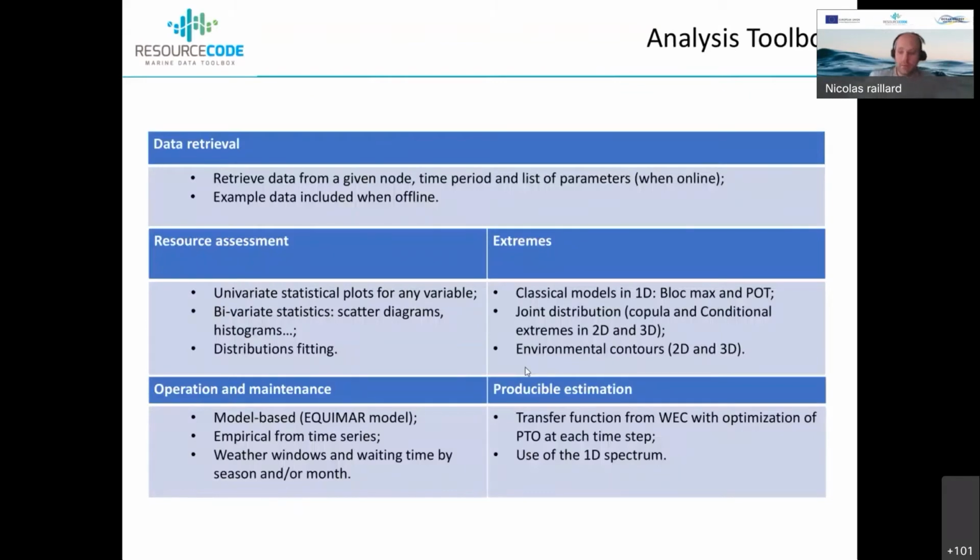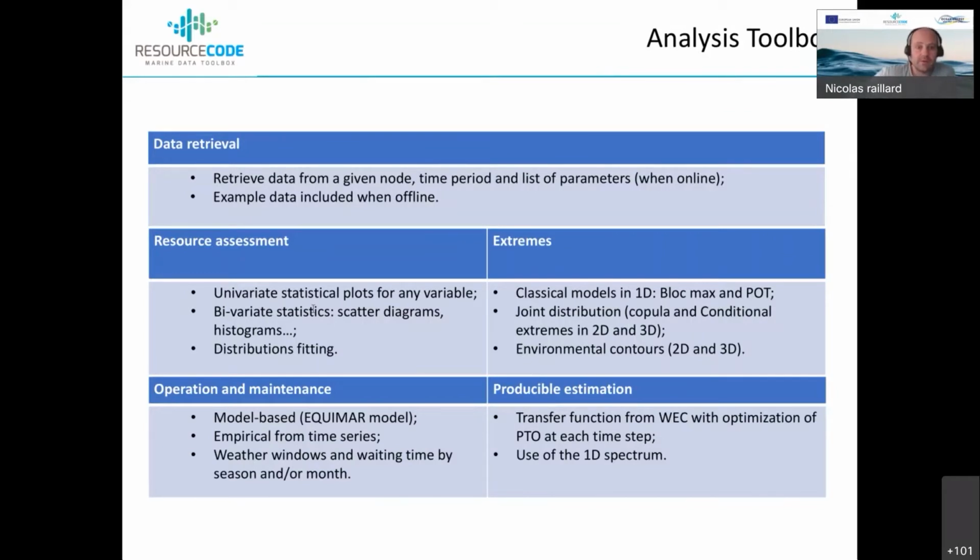So I've tried to summarize everything that is available in this toolbox. First of all, we have the possibility to retrieve the data for a given node, for a given time period, and for a list of parameters. And we also have the data included in the toolbox to run some examples. So I said before, the functionalities can be separated into 4 different modules.